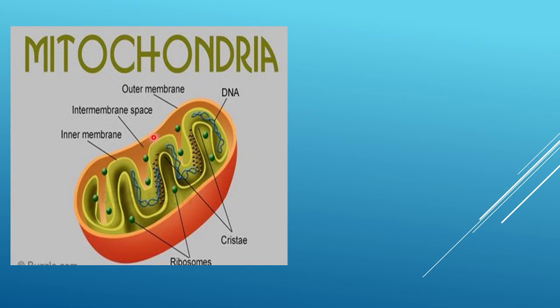There is a space between the outer membrane and inner membrane, which we refer to as the intermembrane space, and it is very significant during the production of energy. Other than that, a very important characteristic of mitochondria is that they have their own DNA or genetic material as well as ribosomes. So, mitochondria can produce their own proteins as and when required, as they have their own genetic material.